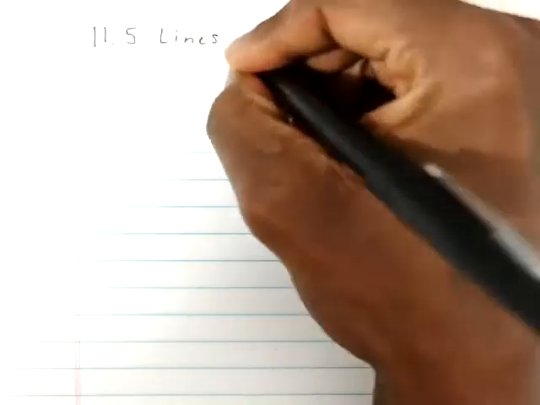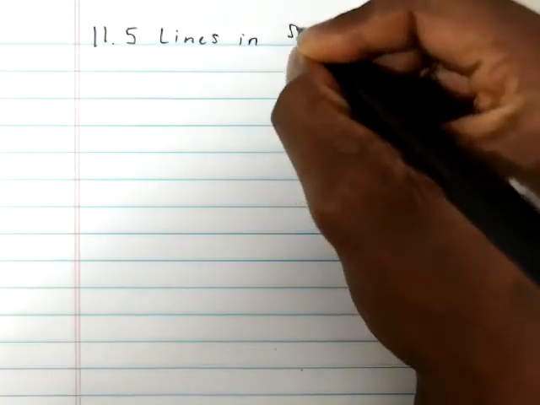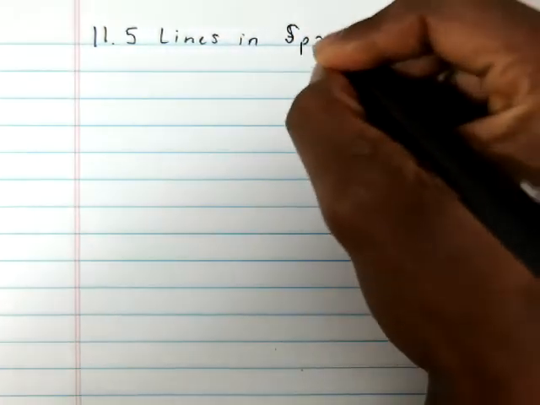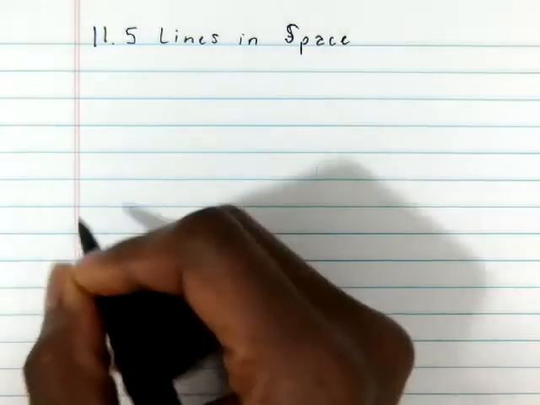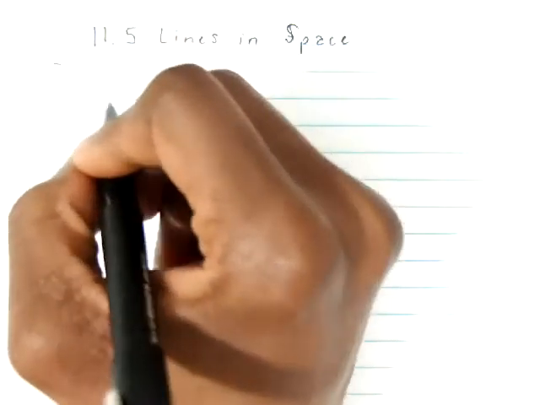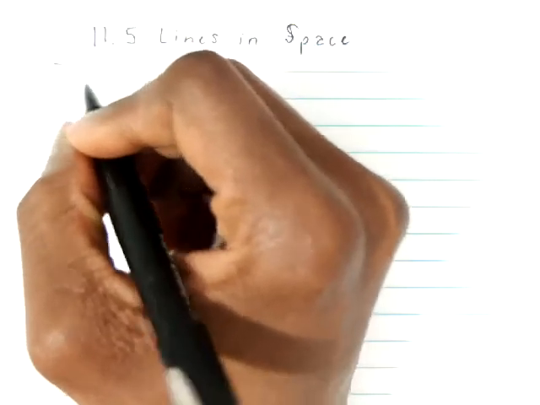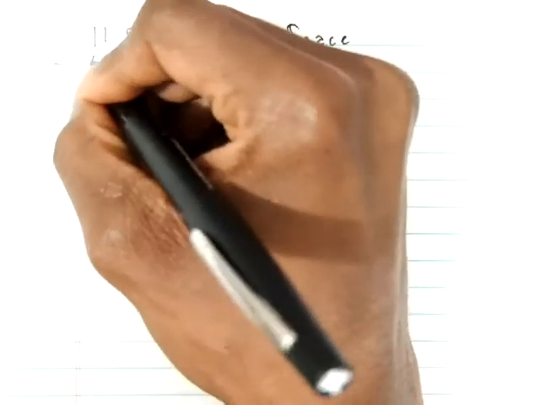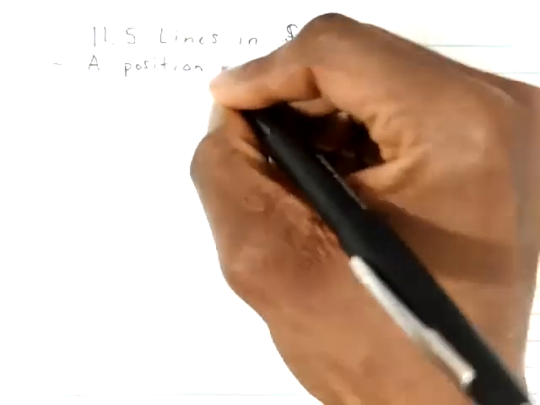Alright, in this video we're going to talk about section 11.5, which is lines in space. So first, before we talk about lines, I'm going to reiterate a topic about vectors that I discussed a little bit earlier. I didn't use this term, but we're going to define what's called a position vector.